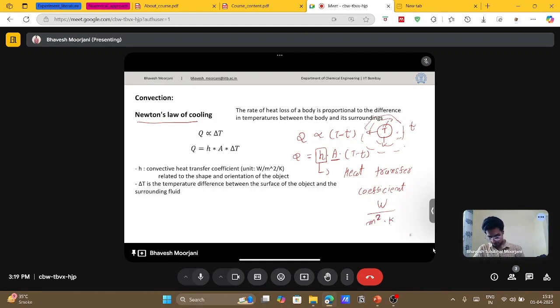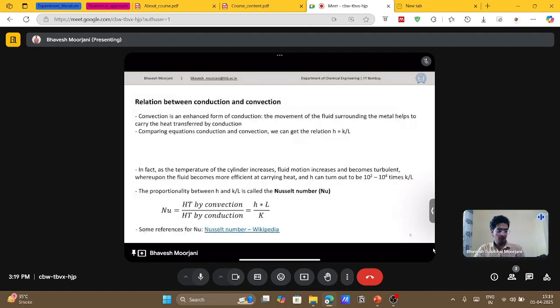Now the heat transfer coefficient is a kind of a fluid property, right? So it will change according to the fluid flow conditions as well as what kind of fluid we have in our system, right? Now let's try to draw a parallel between the conductive and convective heat transfer. So one can consider that convection is an enhanced form of conduction. The movement of fluid surrounding the metal helps to carry the heat transfer by conduction.